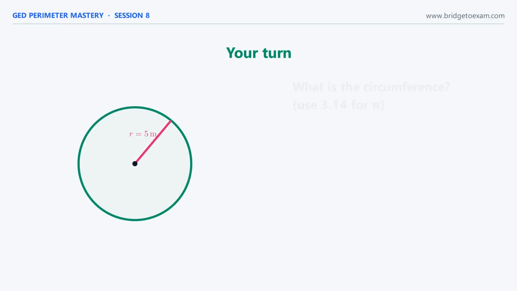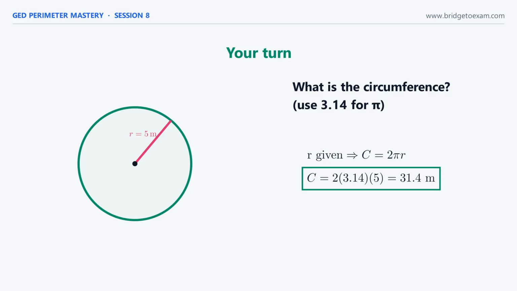Your turn. A circle has radius 5 meters. Using 3.14 for pi, what's the circumference? Take a second. Radius given, so 2 pi r. 2 times 3.14 times 5 is 31.4 meters.